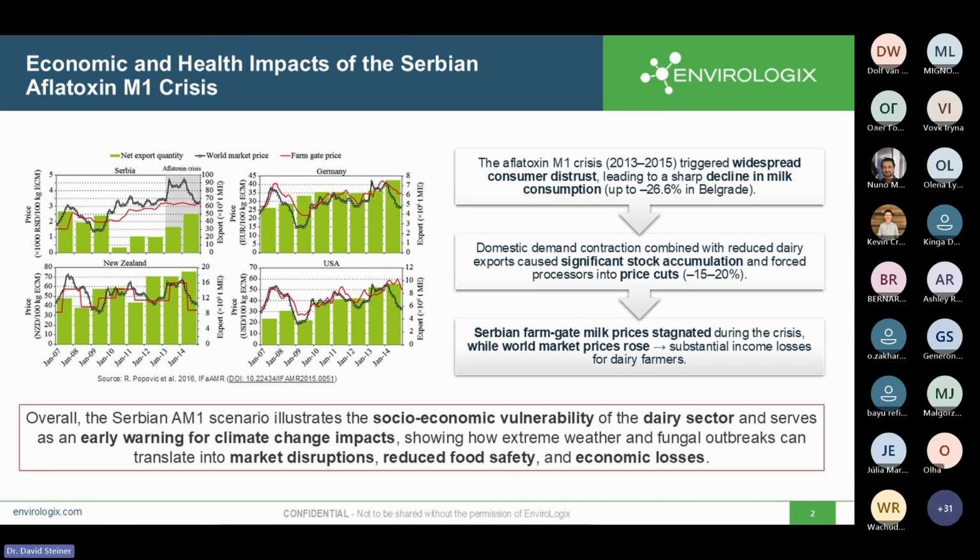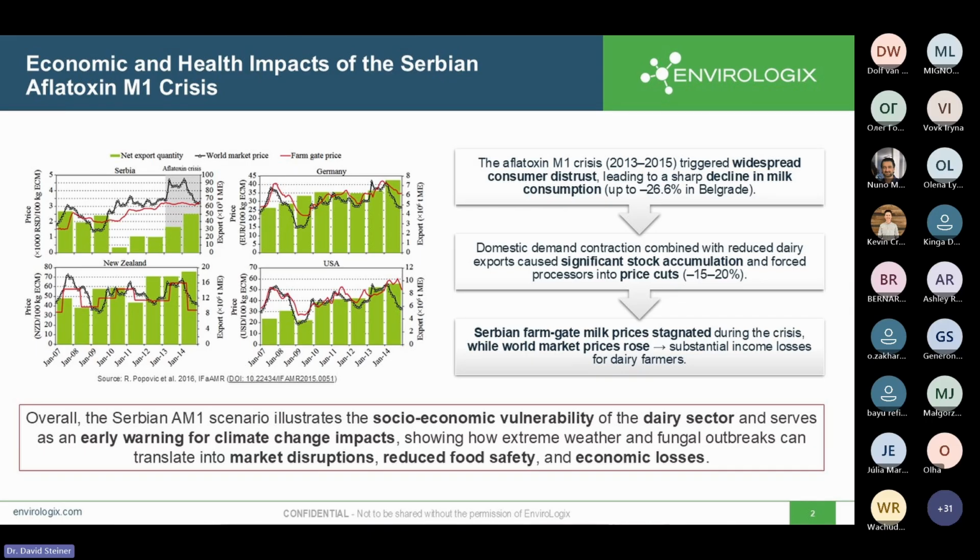Meanwhile, in countries like New Zealand, the United States, and Germany, farm gate prices kept rising with the global market. But in Serbia, prices stagnated or even fell. Net exports dropped as well, making Serbia a standout as a negative example. This shows how vulnerable the dairy sector especially is.